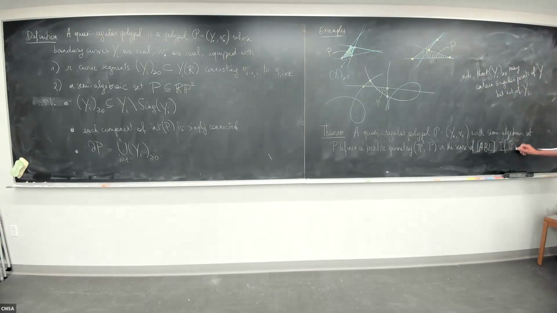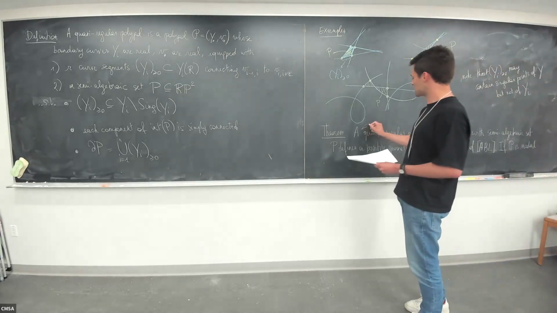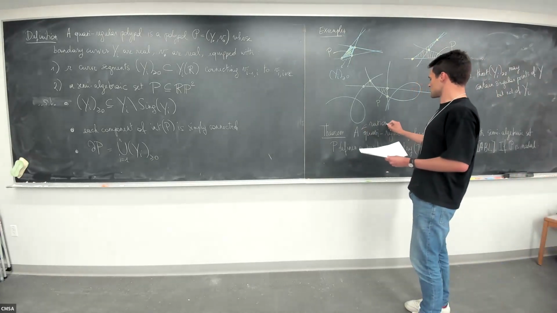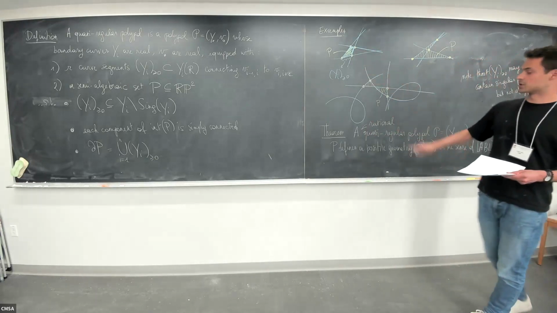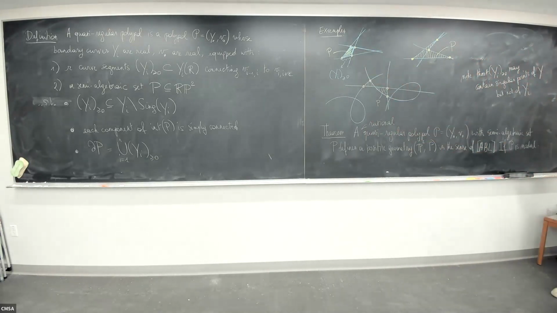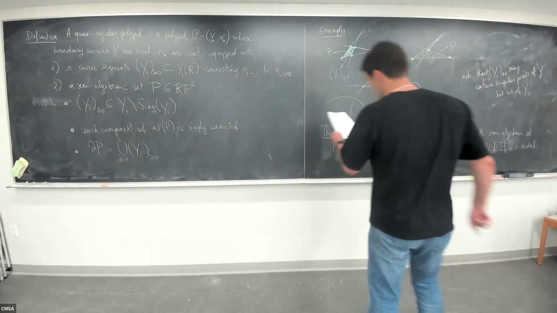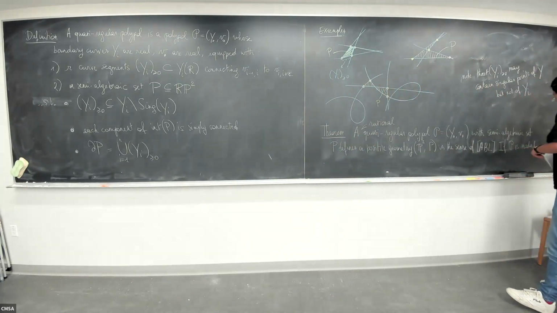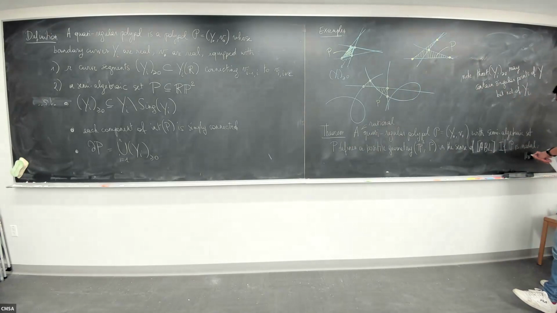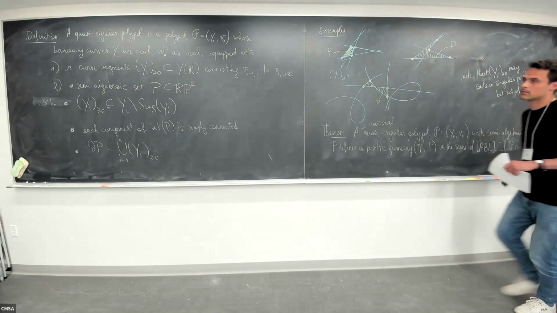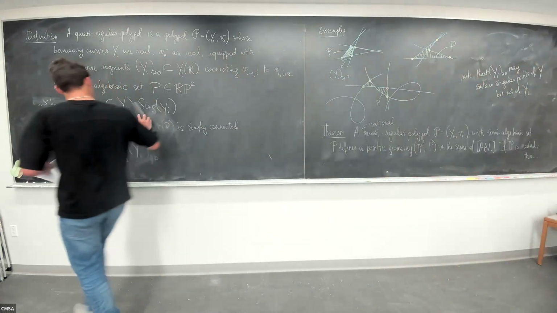If P is nodal, okay, so here I really need a rational. Sorry about that. I didn't require that to be rational, but I need the boundary curves to be rational. If P is nodal, then I will write the canonical form on the other blackboard.